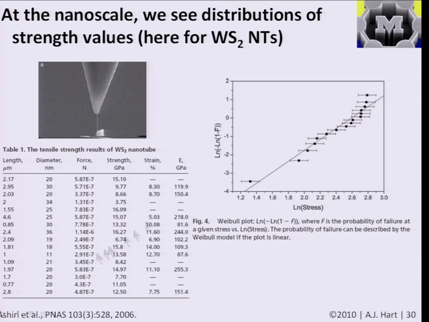Also, from the raw data here, you can see that there's a pretty big range in the strengths of the wires. It may depend to some extent on size, but for example, here you have a 36 nanometer diameter wire that has a strength of 16 GPa and a 30 nanometer diameter wire that's like 10 GPa. That's a 60% difference. That's a pretty big difference. That's more than we might see for a macroscopic material.